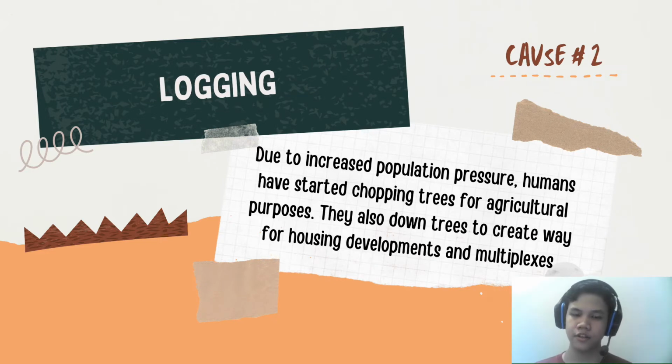Population pressure: humans have started chopping trees for agricultural purposes. They also take down trees to create a way for housing developments and multiplexes, even for items relating to trees. The natural habitats of the animals are lost. The earth loses not only trees but also countless animals and a large deal of plant variety. Furthermore, increased logging activities cause soil erosion, which causes native soil minerals to deteriorate.